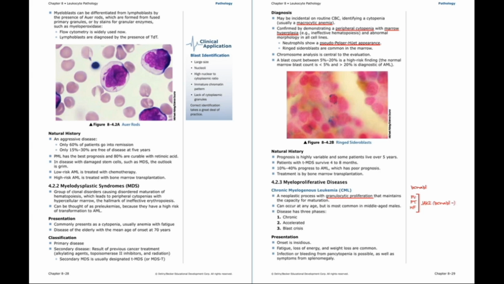Remember that CML is a neoplasm of granulocyte proliferation. It's most common in middle-aged males and goes through three distinct phases: the chronic phase, the accelerated phase, and the blast crisis with the development of acute myelogenous leukemia. The onset in the chronic phase is very insidious. Patients complain of fatigue, loss of energy, and weight loss. Infection or bleeding from pancytopenia is possible, as well as the symptoms from splenomegaly.